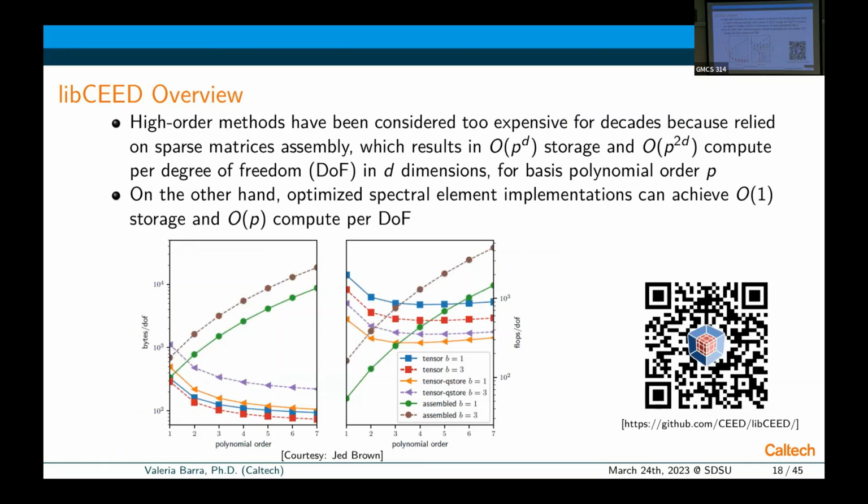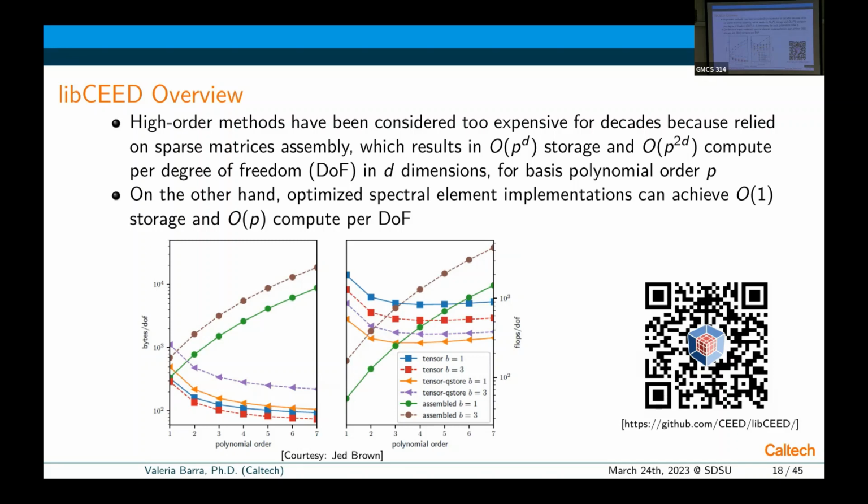So let me give you a motivation for why high-order methods. Historically, high-order methods have been considered too computationally expensive, especially for industry standards. They haven't really been used because they rely on the assembly of sparse matrices. When you assemble a sparse matrix, it results in P^D storage and P^{2D} compute per degree of freedom, DOF, in D dimensions for basis polynomial order P. On the other hand, if you avoid assembling your matrix and use what is called a matrix-free representation, and if you're smart about your implementation by using things like tensor product elements and tensor contractions, you significantly reduce the cost and can achieve order 1 storage and order P compute per degree of freedom.